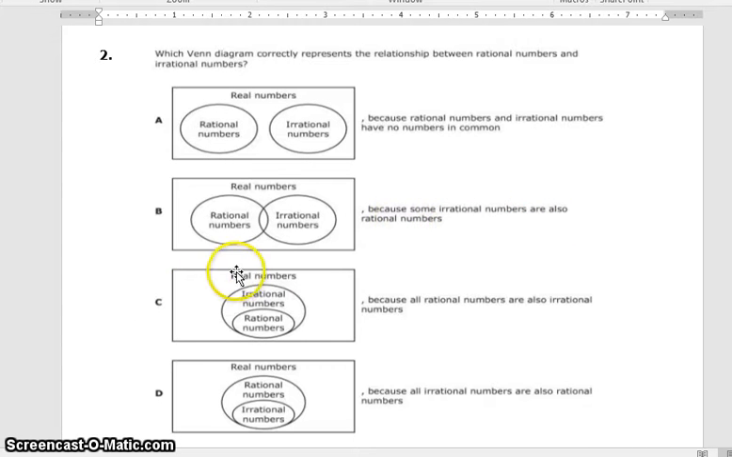C. We have real numbers, we have irrational numbers, and we have rational numbers inside of that, because all rational numbers are also irrational numbers. Or D. We have the real number box, rational numbers, and irrational numbers, because all irrational numbers are also rational numbers. Which of those 4 is true?